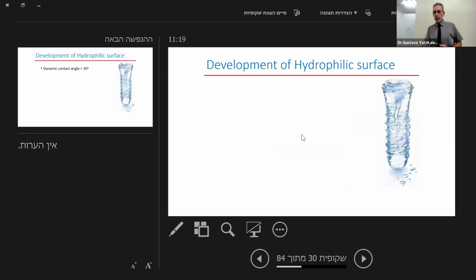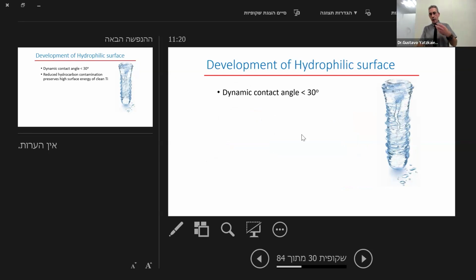The manufacturers need to measure in order to see if this surface was changed. How do they do this? First, they take a drop, a sessile drop, and they put the drop on the titanium, and they measure the angle that was achieved. If this angle is more than 90 degrees, we are talking about a hydrophobic surface.